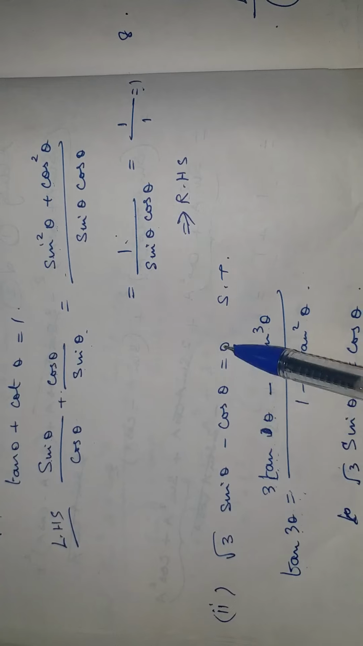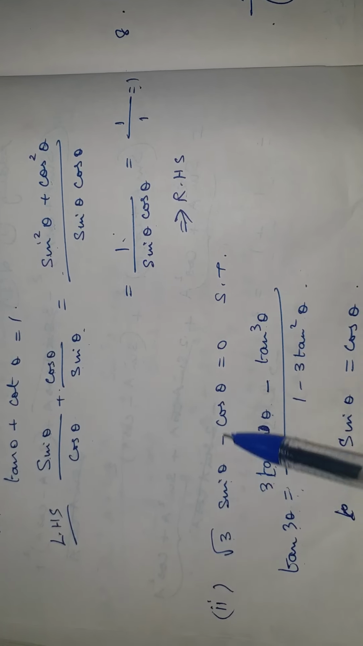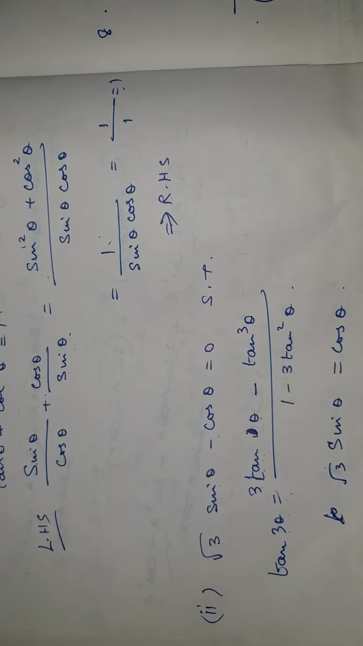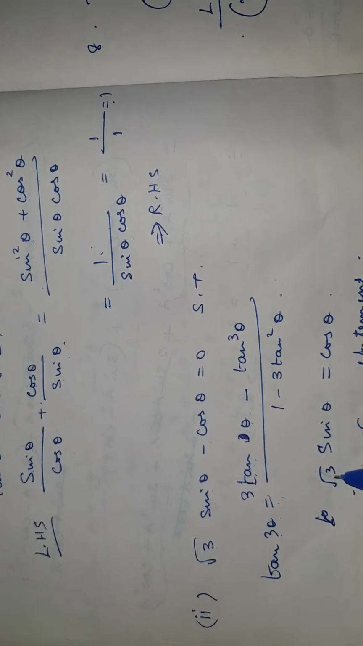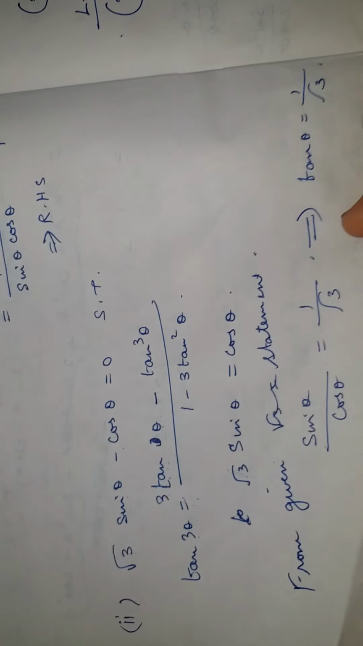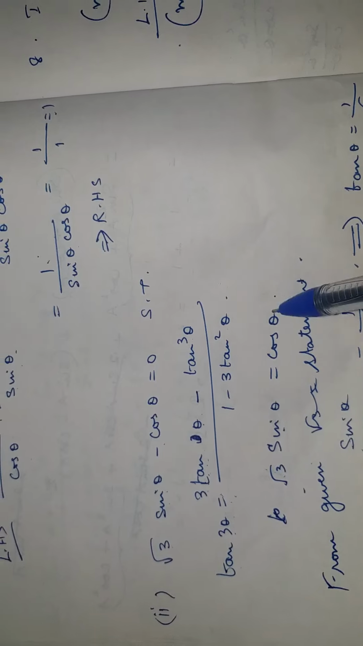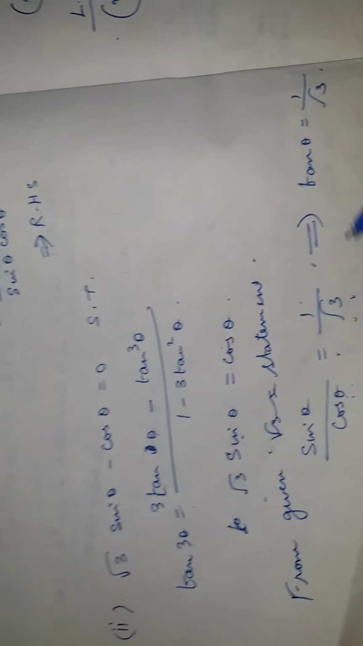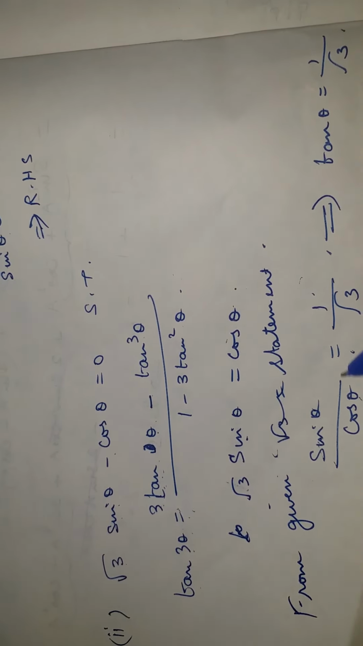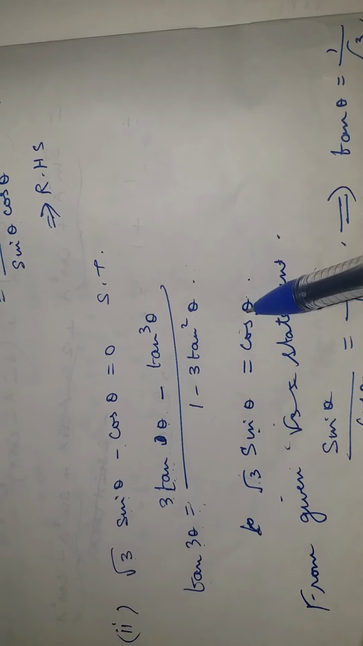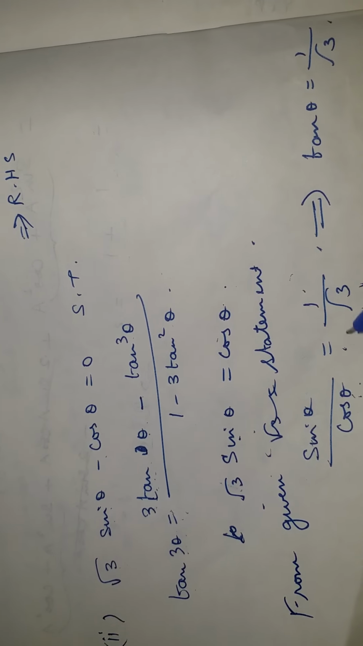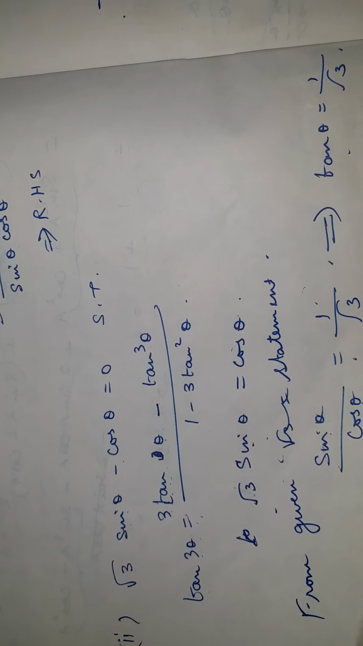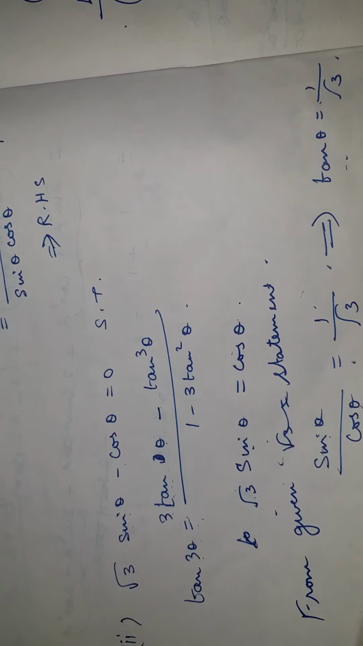So now with this you will get one piece of data. You have root 3 sin theta minus cos theta is equal to 0. Taking the cos theta to the other side, root 3 sin theta is equal to cos theta. Now taking root 3 to the other side, you will get sin theta by cos theta is equal to 1 by root 3. Sin by cos gives you tan, so tan theta is equal to 1 by root 3. So you have got the value of tan theta as 1 by root 3.